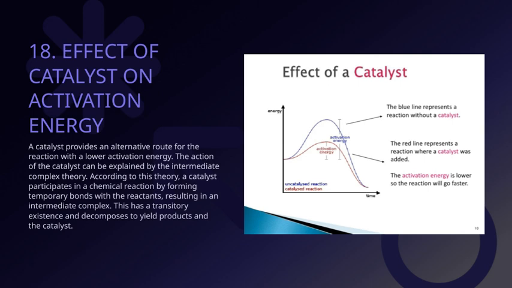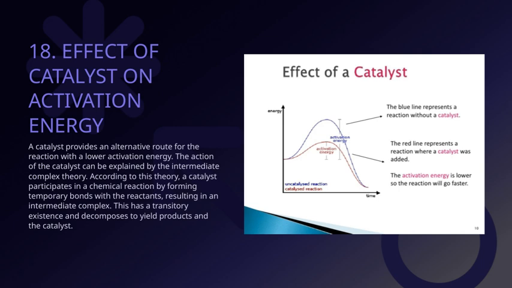This means it makes it easier for the reaction to occur, without being consumed in the process. The action of the catalyst can be explained by what's called the intermediate complex theory. According to this theory, a catalyst actually participates in the reaction by forming temporary bonds with the reactants. These bonds create an intermediate complex, which is a sort of transitional structure. This complex doesn't last long, it's transitory. Eventually, it breaks apart, decomposing to produce the final products and regenerating the catalyst.